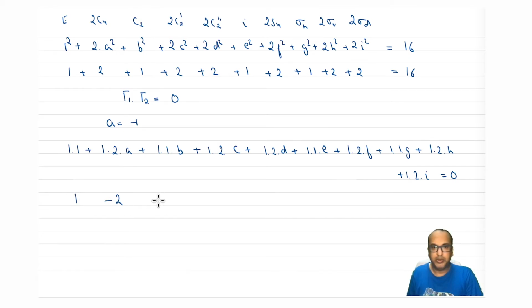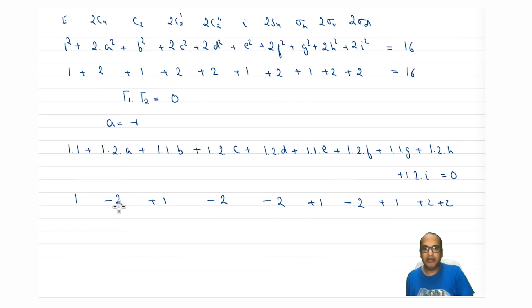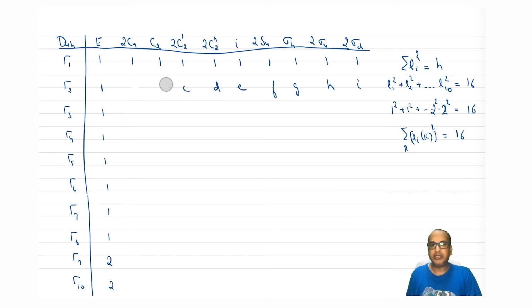So 1 minus 2 plus 1 minus 2 minus 2 plus 1 minus 2 plus 1 plus 2 plus 2. If I do this, you see that I have deliberately chosen A, C, D and F as negatives. So that gives me 2, 2, 2, 2 negatives, and then 1, 1, 1, 1 plus 2 plus 2. So 8 positives and 8 negatives giving rise to overall 0. So we have to consider all such solutions where a total of plus 8 is coming and minus 8 is coming. And if I keep doing that, I can find all the solutions, right? Because this is the orthogonality condition which will follow.